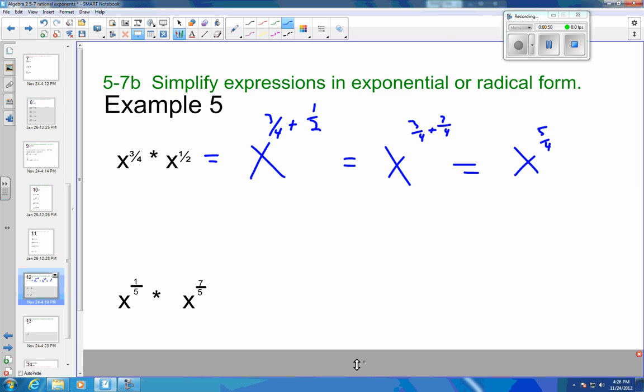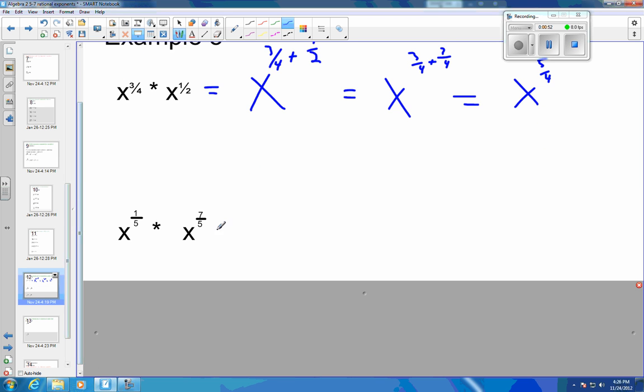Let's do another one like this. So this would be x, and you'd have 1/5 plus 7/5, because when you multiply you add your exponents. So that is going to be x to the 1/5 plus 7/5, which is 8/5. Okay, so multiply, add your exponents, and make sure you get a common denominator when you add them.